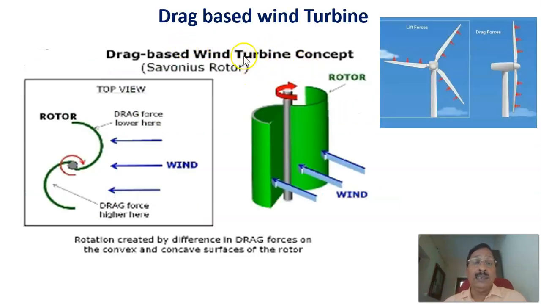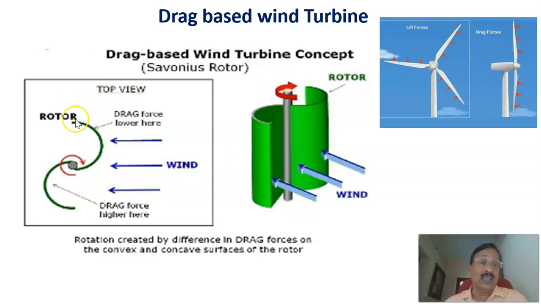Again, continuing with the Savonius type of windmill. As I told you, it's a vertical axis wind turbine. It's a drag based wind turbine. The drag force is being used here, and the drag based wind turbine is a Savonius type of rotor. Wind is hitting here, and the force on the concave and convex sides is different, and because of that, it produces a rotation along the vertical axis.